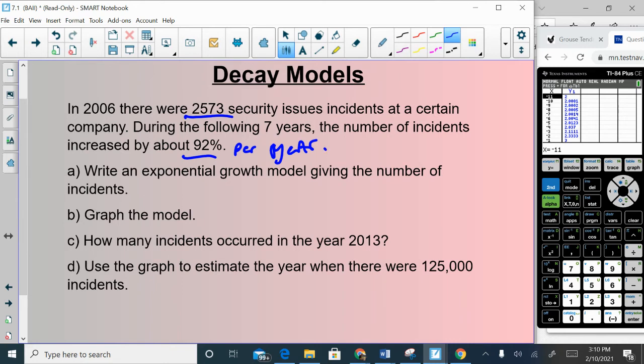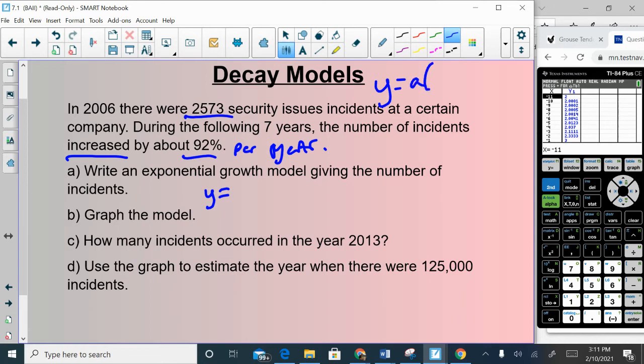Write an exponential growth model. So we know it's growth because it's saying increased. Write an exponential growth model giving the number of incidents. So T is going to be the unknown here. I know it says during the following 7 years, but we're saying in any given year, write a model that would describe it. And so what that's going to look like is going to be using that exponential growth model.